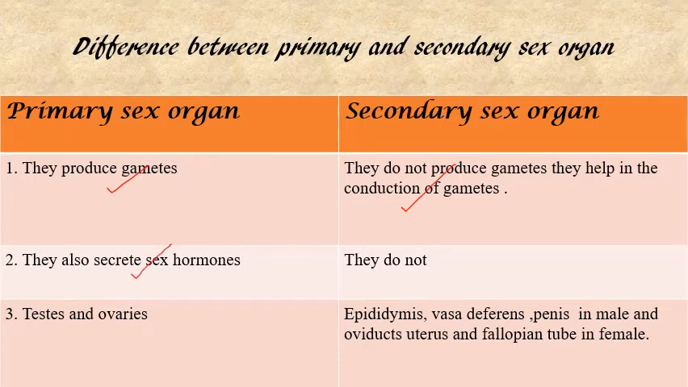Primary sex organs are responsible for secreting the sex hormones, like testosterone from the testes and progesterone from the ovaries, while secondary sex organs are not responsible for producing any sex hormones. Testes and ovaries are the primary sex organs, and the epididymis, vasa deferens and penis in males are secondary sex organs, and the oviduct, uterus and fallopian tubes in females are the secondary sex organs. This is the difference between primary and secondary sex organs, and it will make the differences more clear, so I have brought this slide before you.